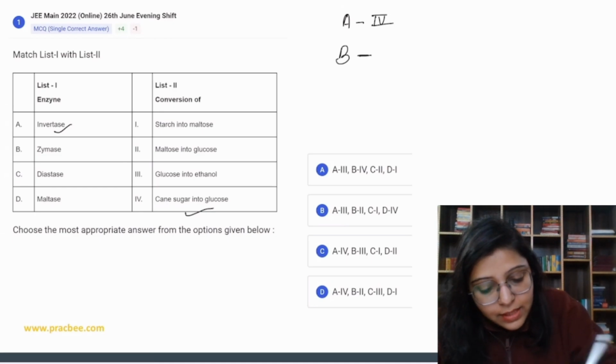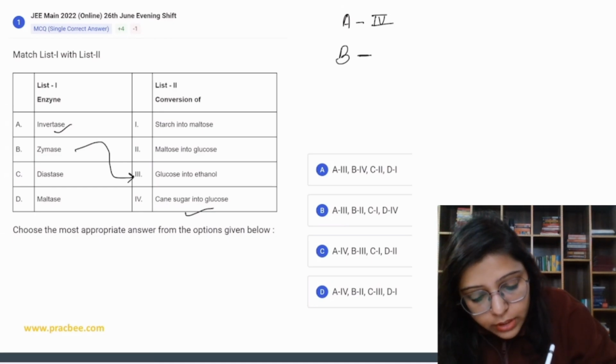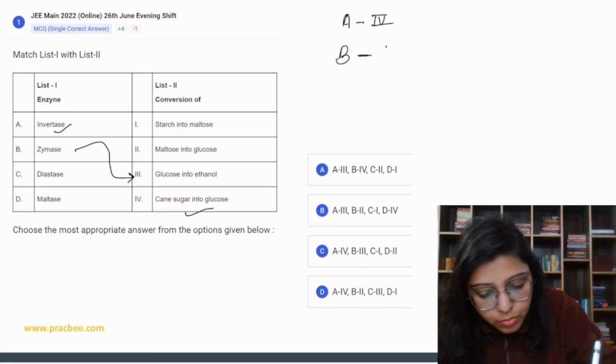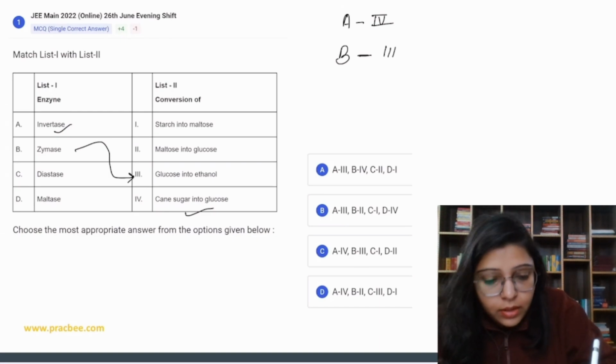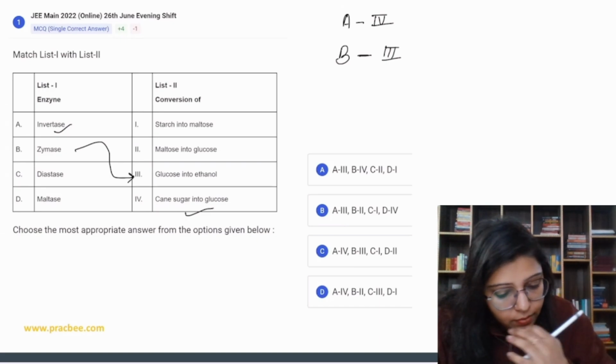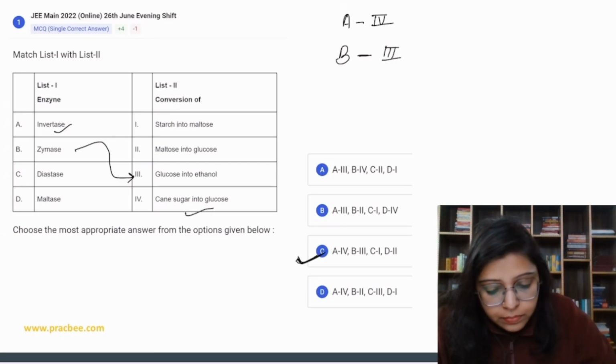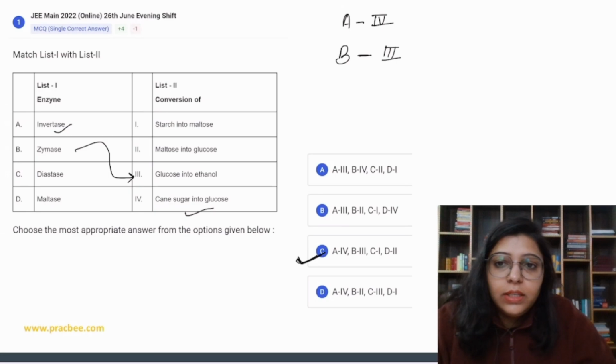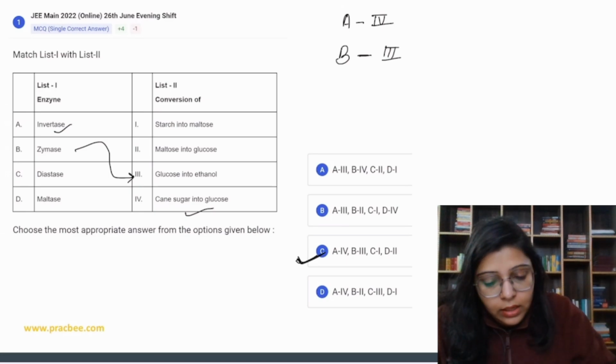Then B, zymase. Zymase can be matched with glucose into ethanol. So B can be matched with option number 3. So on the basis of that, what do we have? A, 4th and B, 3. So option C is the correct answer. Understood? Option C is the correct answer. That's it.